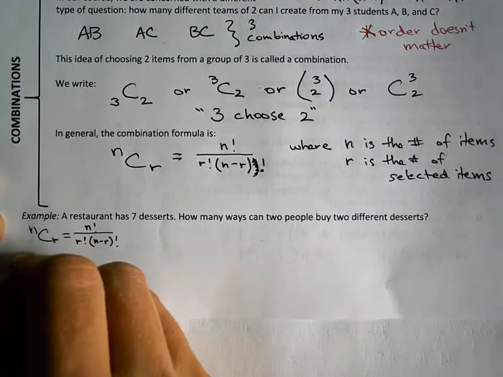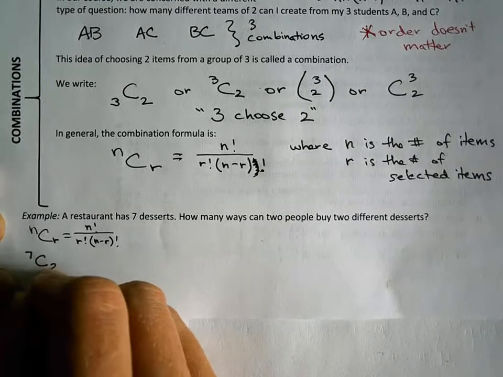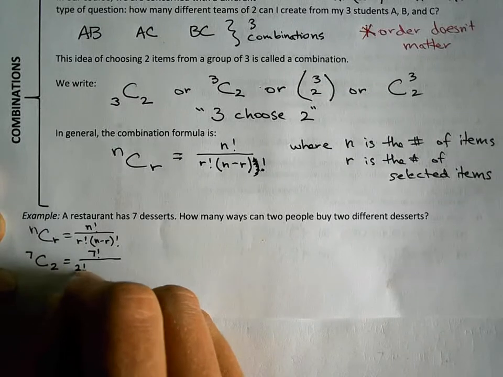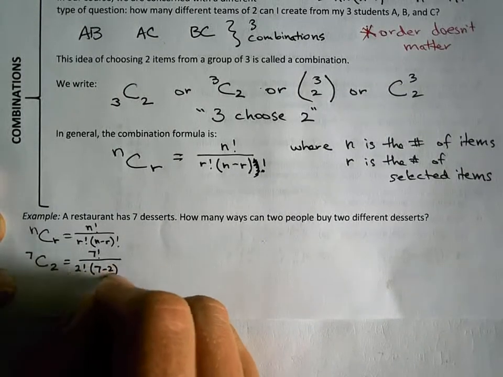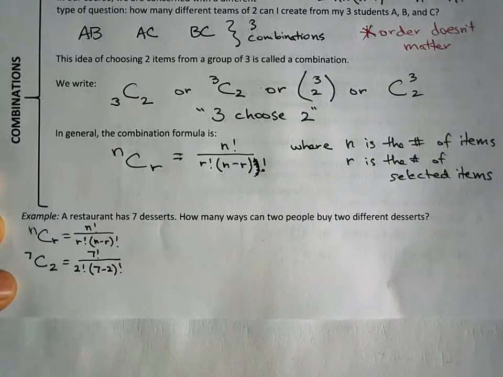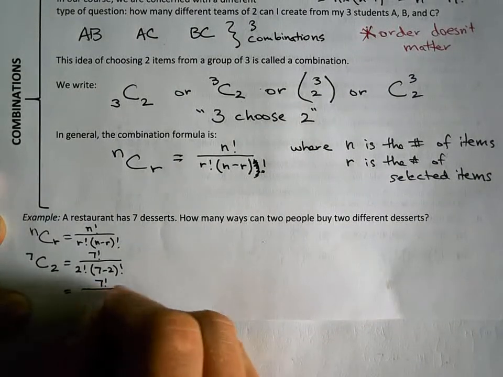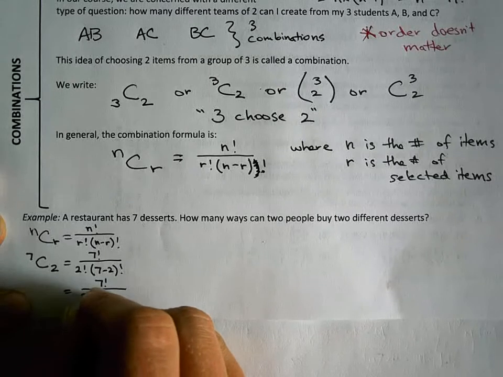So it's 7 possibilities, and we're choosing 2. So that's going to be 7 factorial over 2 factorial times (7 minus 2) factorial. Now, I know this looks intimidating. Let's just do the easy math, which is 7 factorial over 2 factorial times 5 factorial.